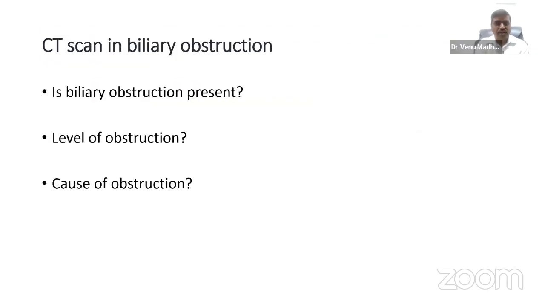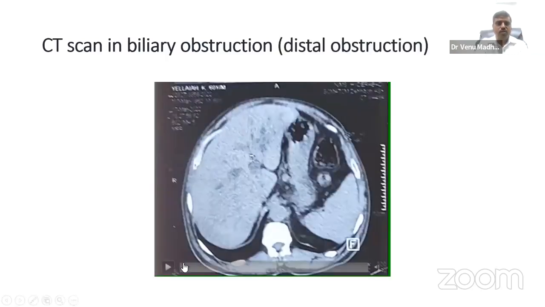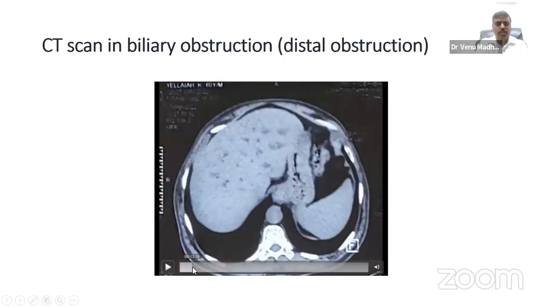I will also be briefly dealing with CT in biliary obstruction. Briefly, is biliary obstruction present? What is the level of obstruction and what is the cause of obstruction? So this is a case of serial axial CT scans, the plain film. We can see hypodensities in the liver.